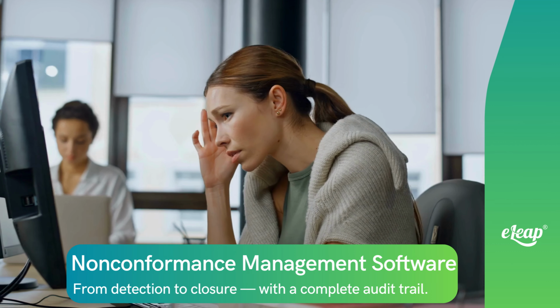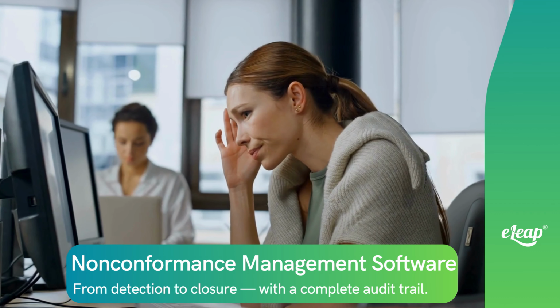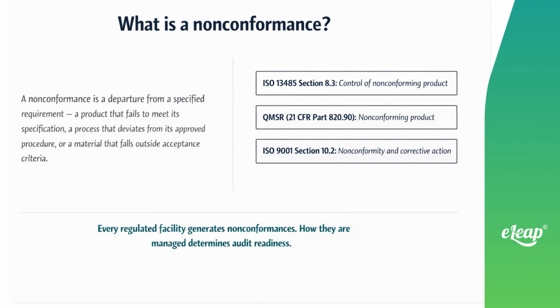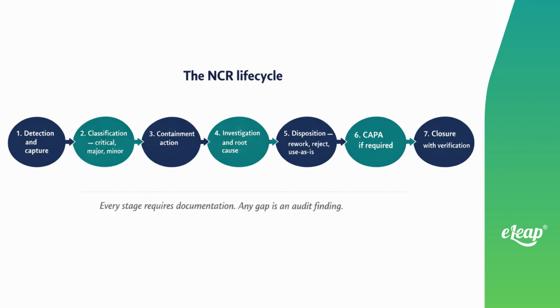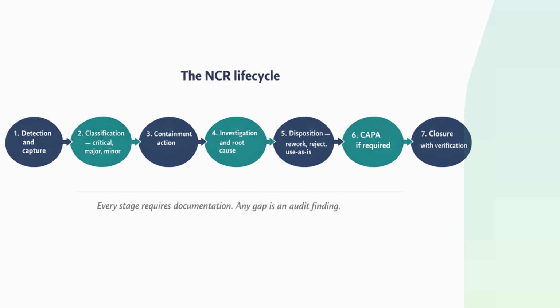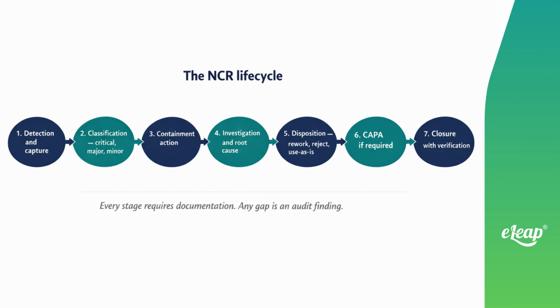falls outside acceptance criteria. ISO 13485 Section 8.3 QMSR and ISO 9001 Section 10.2 all require documented procedures for controlling non-conforming product. How those procedures are executed determines audit readiness. The non-conformance lifecycle has 7 stages: detection and capture, classification by severity, containment action, investigation and root cause analysis, disposition decision, CAPA linkage if required, and closure with verification. Every stage requires documentation. Any undocumented gap is an audit finding.